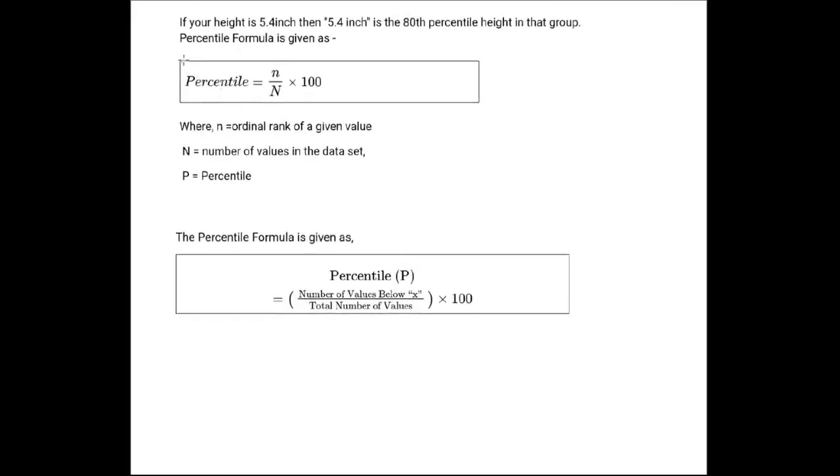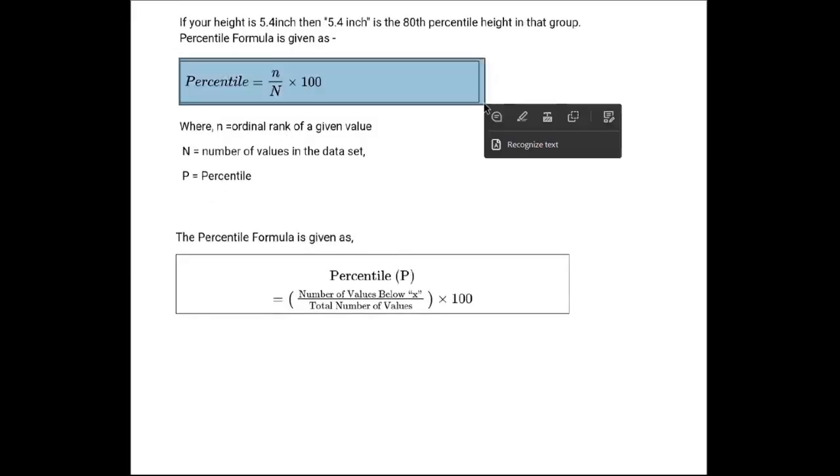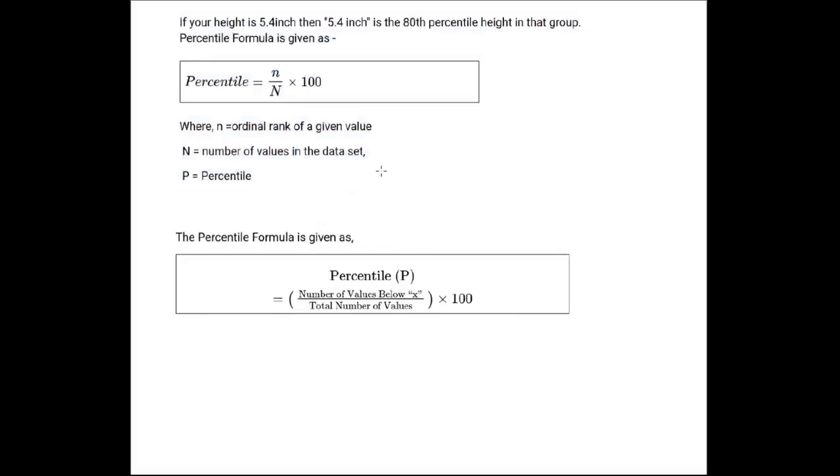Percentile formula is given by this. Percentile is equal to n by N times 100, where n is the ordinal rank of a given value, where capital N represents the number of values in the data set, and P is for percentile.